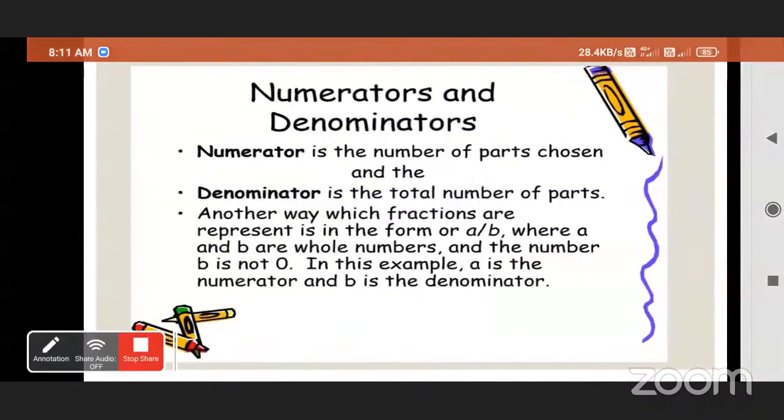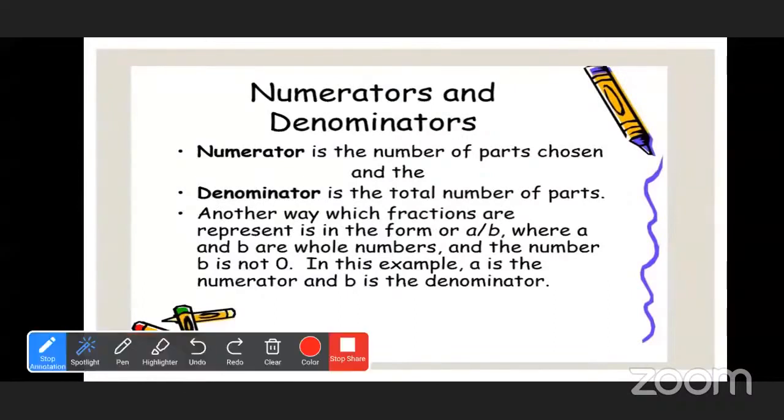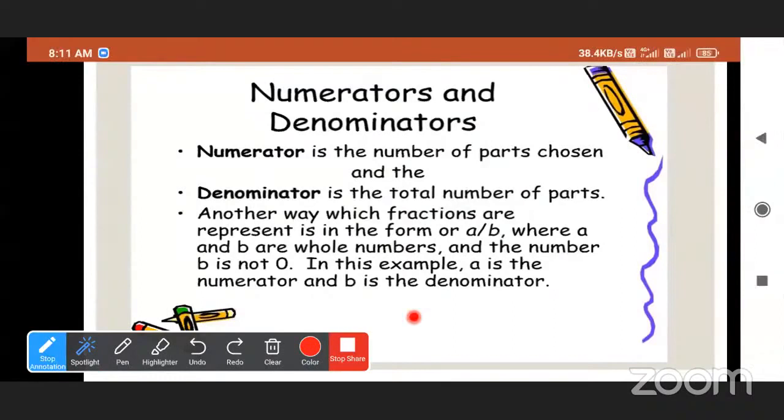Okay, see here, we will see the numerators and denominators briefly. Numerator is the number of parts chosen and the denominator is the total number of parts. Chosen means if we have colored it, then those parts are numerator, and denominator is the total number of parts. Another way fractions are represented is in the form of a upon b, where a and b are whole numbers and the number b is not zero.